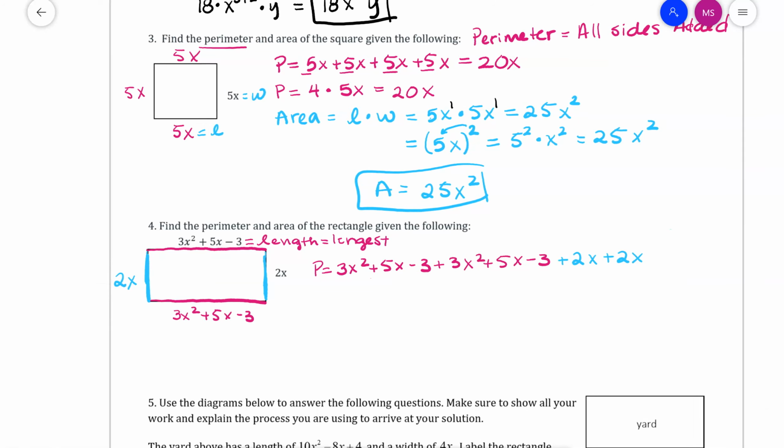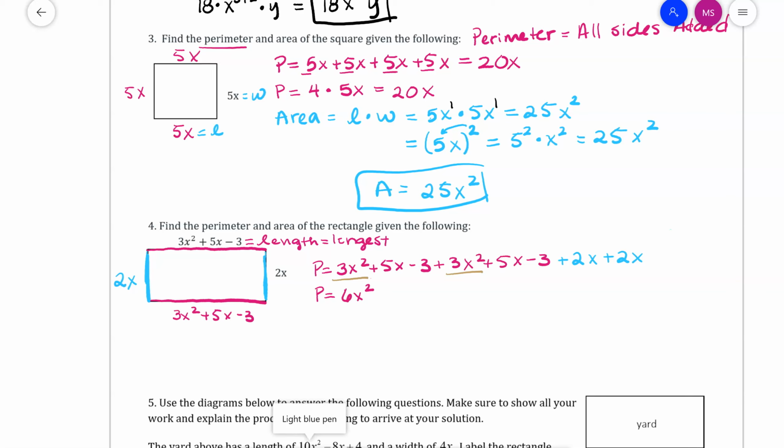So we're going to start with the highest exponent first. So x squared and x squared. So perimeter equals, well, 3 plus 3 is 6. So 6x squared. I'm just going to keep everything pink. 6x squared. Remember, the x squared you don't do anything with, they just come along for the ride.